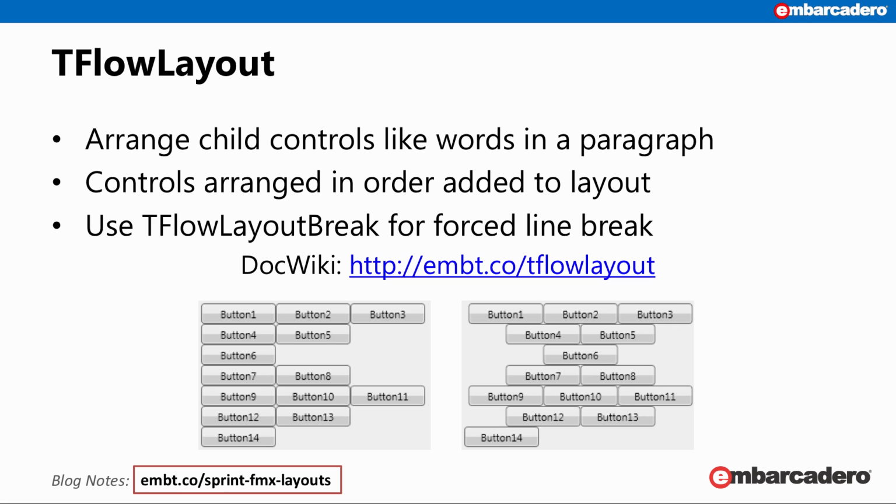The one thing though is if you do want to have a forced break, so you see in that picture on the left there, button 6 and button 5 have space after them that could be filled by a button. You do that by putting a T flow layout break in there, and that forces a line break. So it's like a hard carriage return in a paragraph of text.